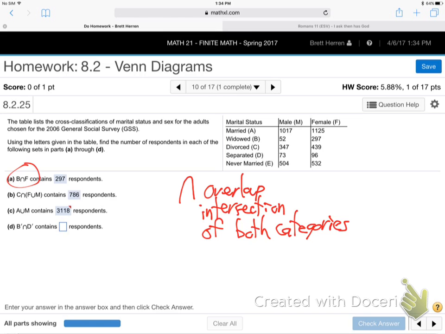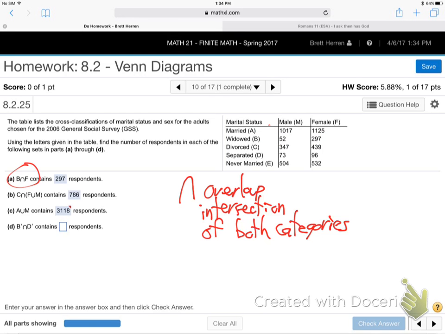Now they're saying B and F. Where's B? Let's make sure we understand this table first up. Married people go this way. So there's 1017 married males and 1125 married females. And then widowed, there's 52 widowed males, 297 widowed females. And divorced, separated, never married, etc. Good so far, what the table's talking about.